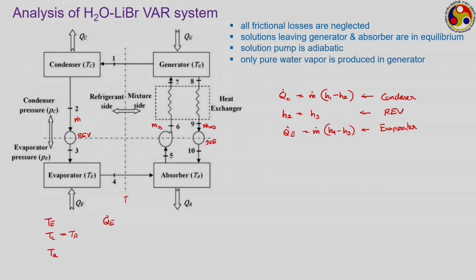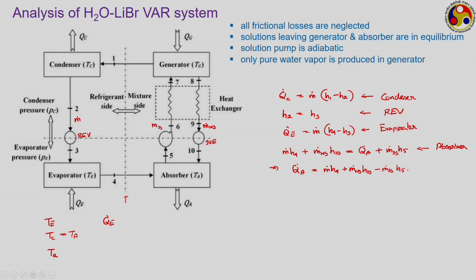Now, coming to the absorber, in the absorber there are 3 lines. So, the total amount of energy that is entering is m dot H4 plus m dot weak solution into H10, and that is leaving is Q dot A plus m dot strong solution into H5. This is for the absorber. So, by rearranging the terms, we can write Q dot A to be equal to m dot into H4 plus m dot weak solution into H10 minus m dot strong solution into H5.